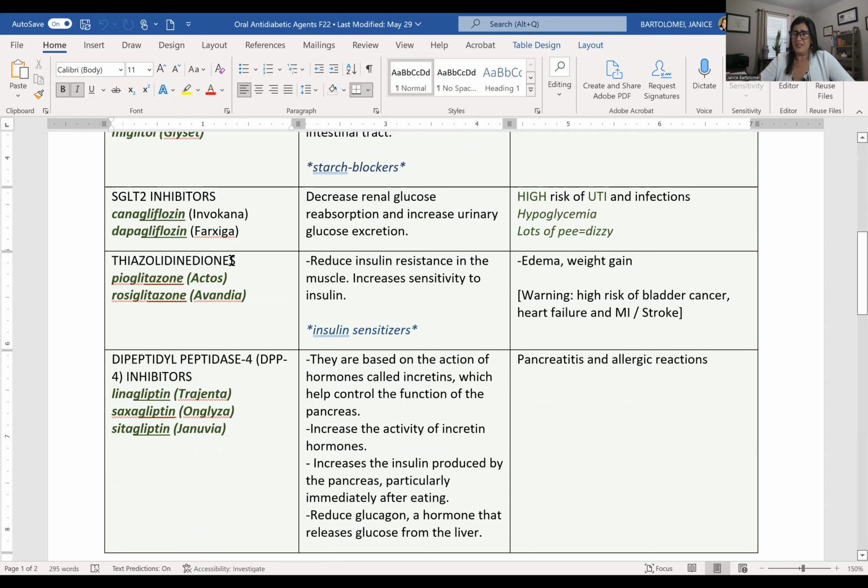The next one is hard to pronounce, guys. Thiazolidinediones. Yeah, they're hard. But they end in glitazone. This reduces the insulin resistance in the muscle and increases sensitivity to insulin, so they're insulin sensitizers. It can cause edema, weight gain, careful high risk of bladder cancer, heart failure, and MI.